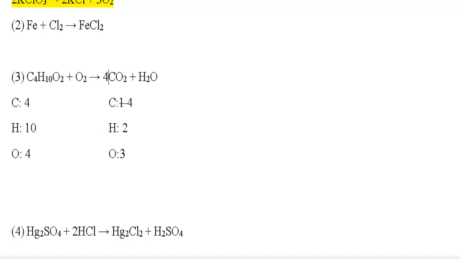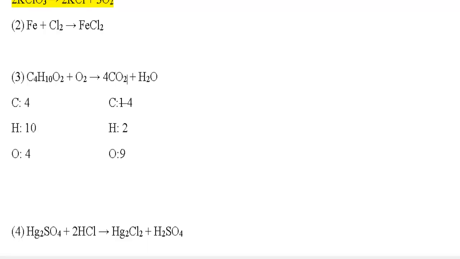And my oxygens have now altered. So 4 times 2 is 8. 8 plus 1 is 9. So 9 oxygens. I still have an odd number, a little bit worrisome. My hydrogens stay the same at 2. What can we balance next?